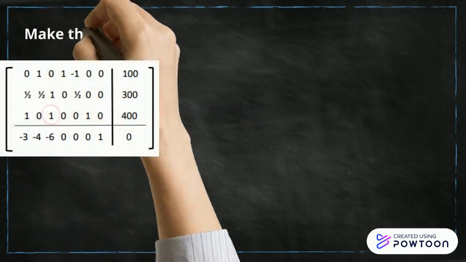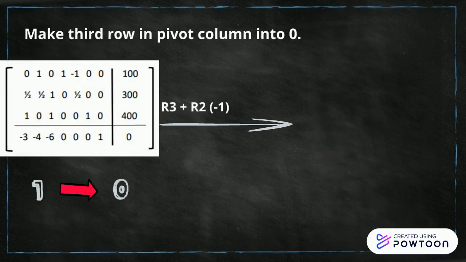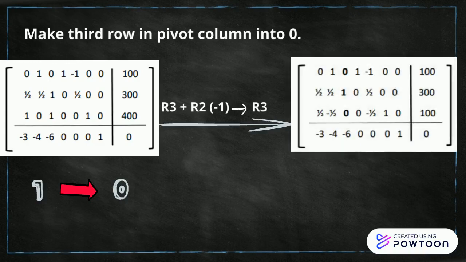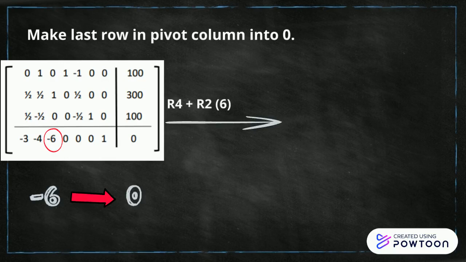To make the third row in the pivot column into 0, we need to multiply row 2 by -1 and add with row 3. Therefore, we will get a new row 3. To make the last row in the pivot column into 0, we need to multiply row 2 by 6 and add with row 4. Therefore, we will get a new row 4.